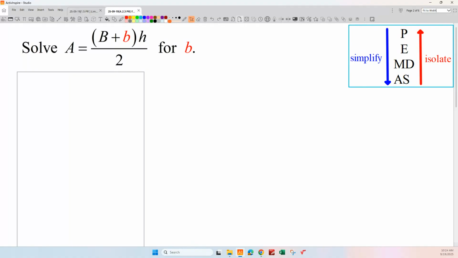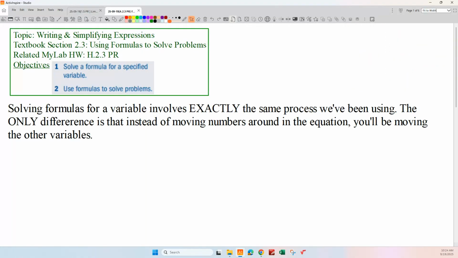The only difference is we've got variables instead of numbers, but you're going to do the same inverse operations to isolate the variable. Instead of moving numbers around, you're moving the other variables around. No big deal. Let's look at a couple examples and you'll see what I mean.